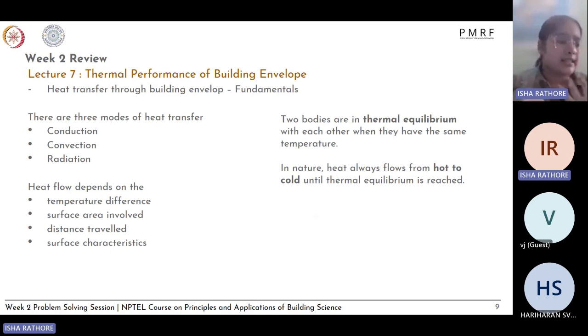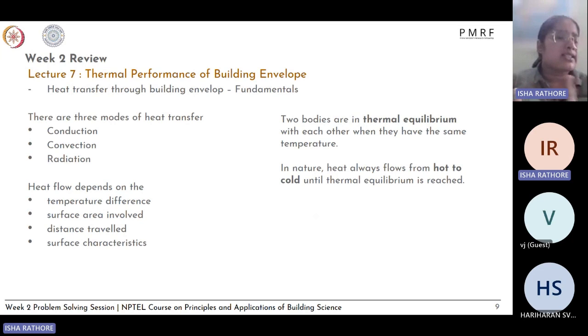So the sun is like a radiator. Radiation is basically emitting of rays or radiation to transfer heat. So every body has an emitting potential. Whenever they have absorbed heat, they will emit some of this heat back. So that is radiation. So the heat flow depends on a few factors.